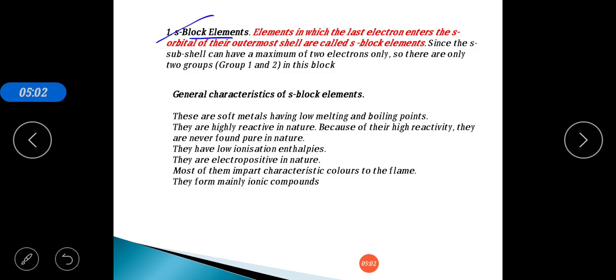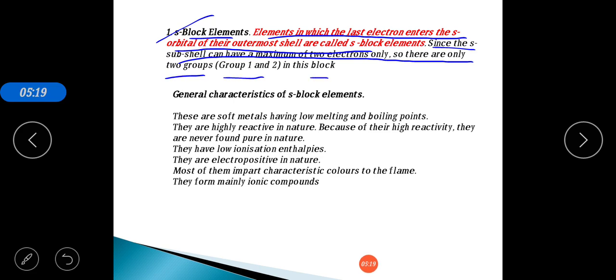S block elements. Elements in which the last electron enters the s orbital of their outermost shell are called s block elements. Since the s subshell can have a maximum of 2 electrons only, there are only two groups, group 1 and 2, in this block. General characteristics of s block elements: these are soft metals having low melting and boiling points. They are highly reactive in nature. Because of their high reactivity, they are never found pure in nature.